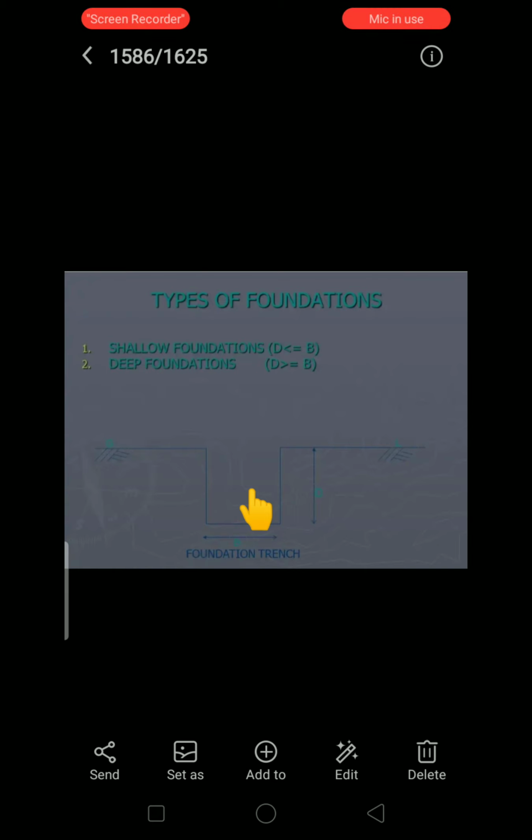Next, coming to deep foundations. If the depth is greater than the breadth, it is known as a deep foundation, meaning the depth will be greater than the breadth. Suppose the breadth is 1 meter, then the depth will be 1.2 or 1.3 meters in the case of a deep foundation. But in a shallow foundation, we use 1 meter by 1 meter. So that is the shallow foundation.